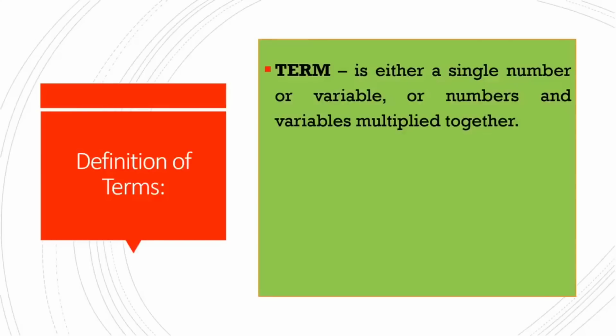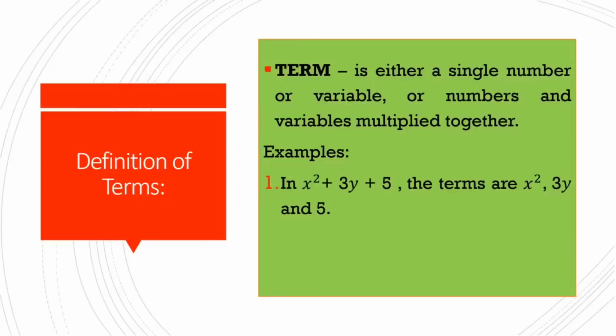Let's go over to the definition of terms. So the first one is the word term. It is either a single number or variable, or numbers and variables multiplied together. For example, in number 1, we have the algebraic expression x squared plus 3y plus 5. The terms are again separated by either addition or subtraction. So we have the first term, which is x squared, and then we have 3y, and then the term 5. This expression has 3 terms.